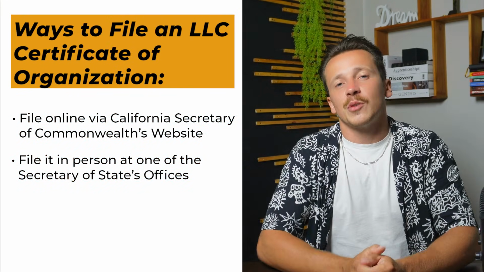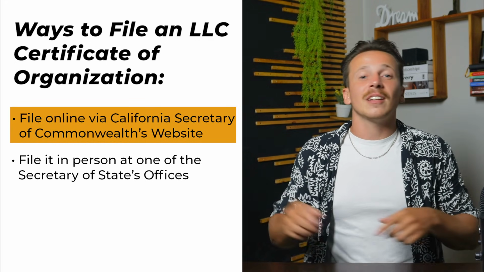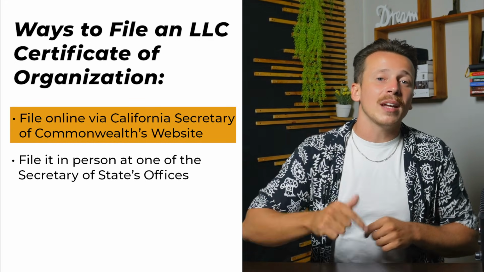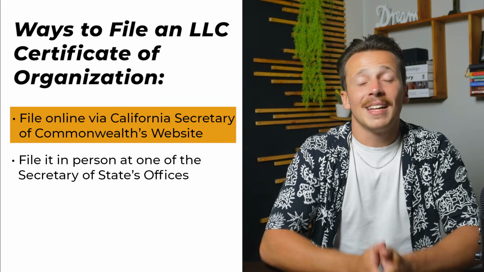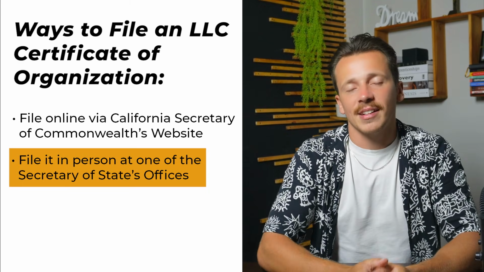Now, to actually file your LLC articles of organization in California, there are a few different ways that you can do this. The first is you file online through the California Secretary of State's website. So if you want to learn more about that, the link is going to be right down there in the description below. And you can also file it in person at one of the Secretary of State's offices.